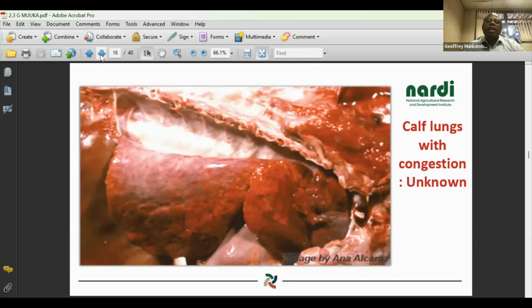Congestion in the calf lungs, you usually find it. You can see the way this lung looks, very congested, and you will have to investigate what caused this congestion. And for you to rule out CBPP, as I said, you need to collect very good samples, collect them aseptically as much as you can, if you're in a place where you can manage to. But if you can't, conduct your investigations properly and ensure that you rule out CBPP from the postmortem findings themselves.